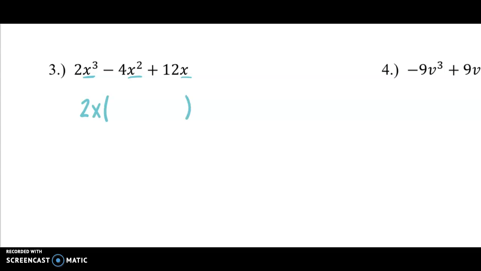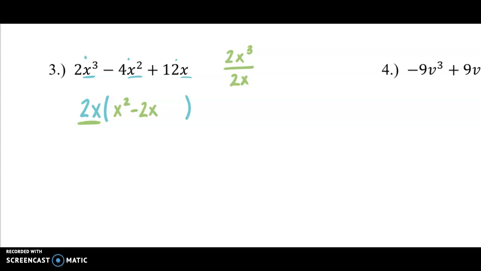So then I set my parentheses up. And I'm going to divide each of the terms in this polynomial by my monomial that I found to be my GCF. So again, if you have to write it off to the side, you can. 2x to the 3rd divided by 2x, the 2's cancel. x to the 3rd over x is just x squared. Minus, because that's the sign that's there. 4x squared divided by 2x. 4 divided by 2 is 2. x squared divided by x is x.